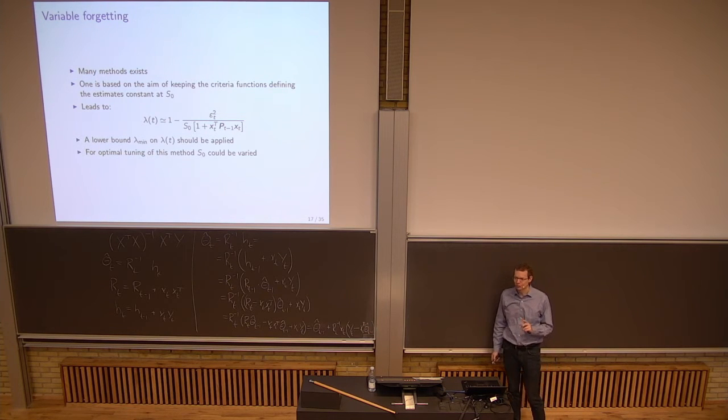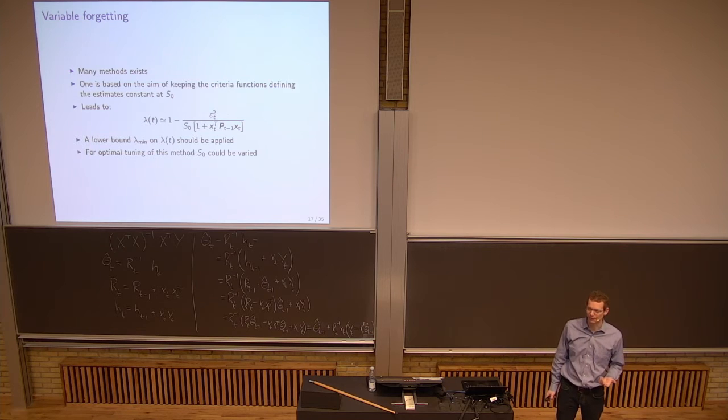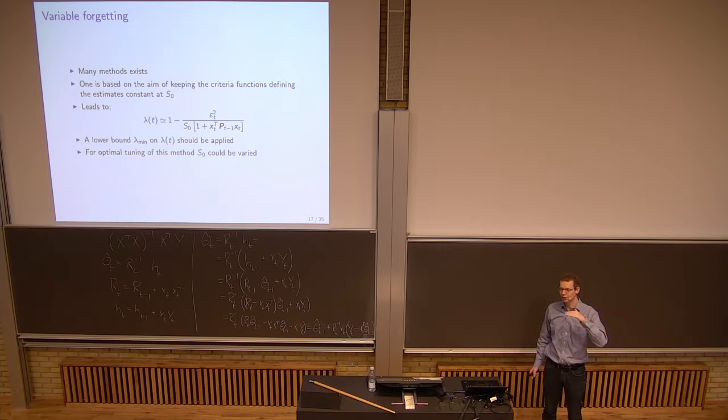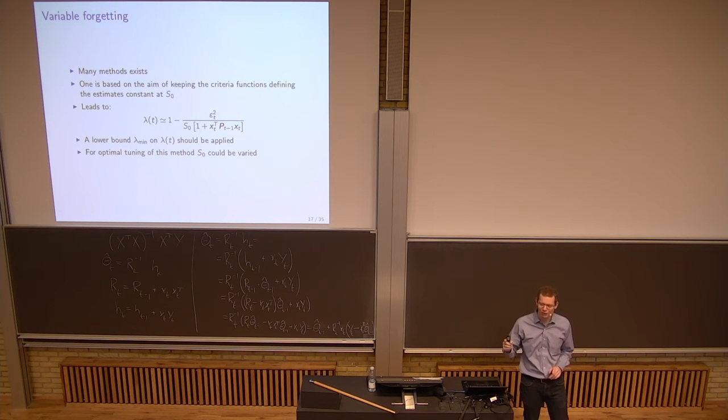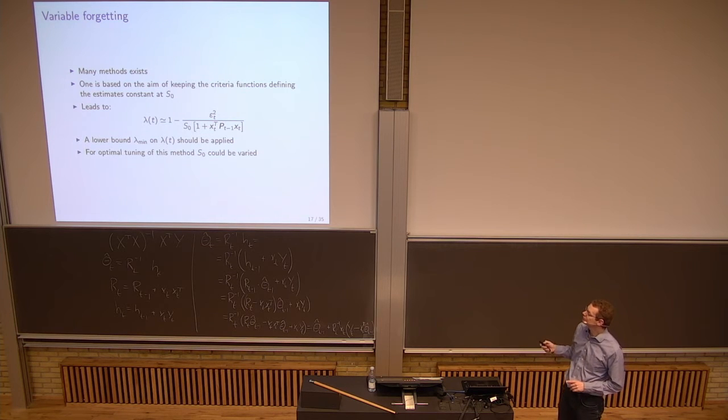Where life becomes more interesting and thus challenging is when you want to do variable forgetting. As I possibly said before, often you can have a constant forgetting for a long time, but then there's a period where you actually want to change the forgetting factor to something different. There are many different methods. And there's one thing I didn't dig out before, but I'll find that during the break. But here I'll just give you one of the simpler methods.